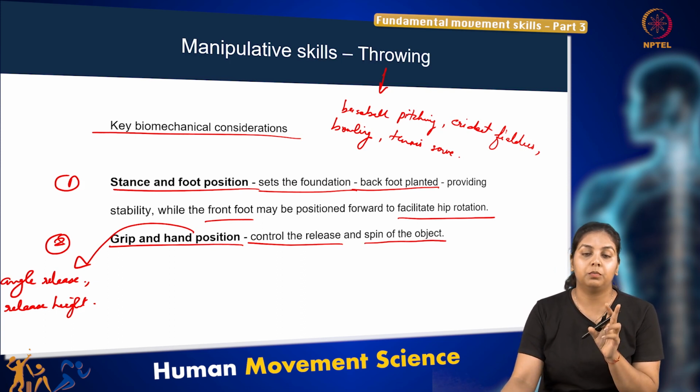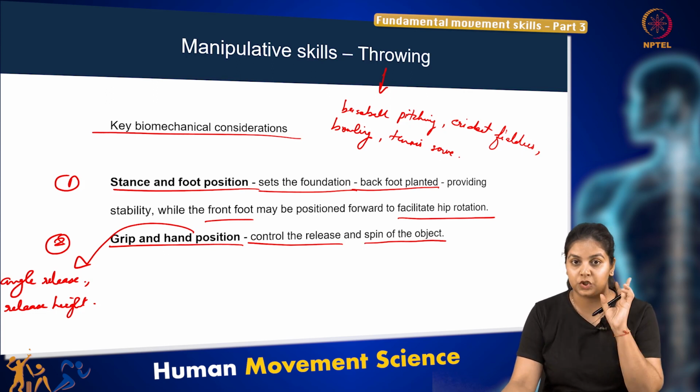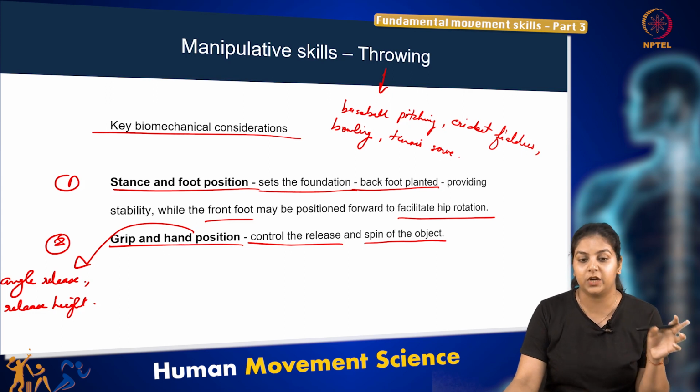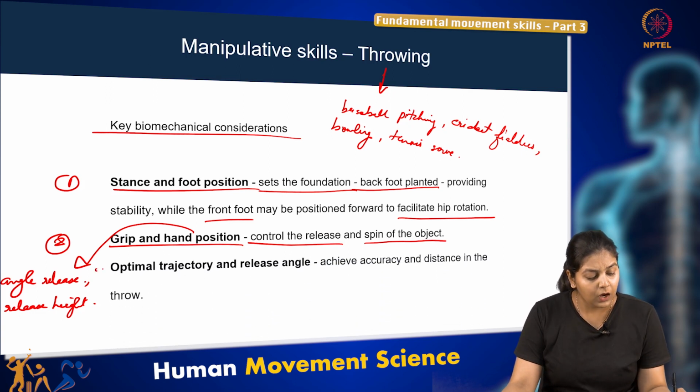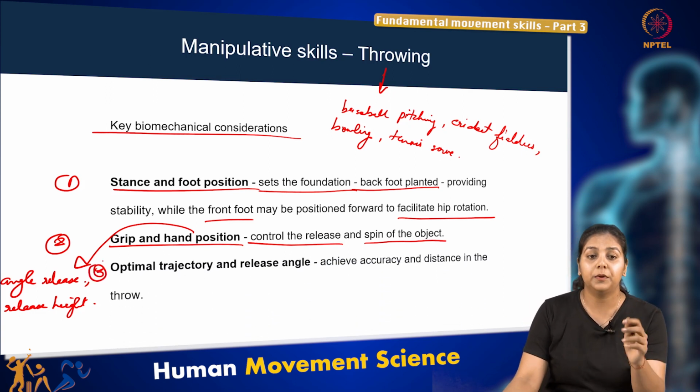For example, with a cricket bowler, you would have a different grip when you are a fast bowler trying to achieve speed versus a spin bowler trying to spin the ball, right? So that would be a different grip and hand position. Another thing that would be important is the optimal trajectory.